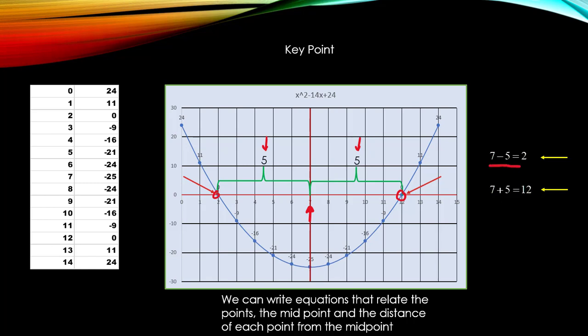Since we are wanting to determine x1 and x2, we want to determine those particular points, we need to write an equation that relates each of those points to the midpoint and the distance that those points lie from the midpoint or the vertex, the line of symmetry. So for this particular equation, these are those equations.